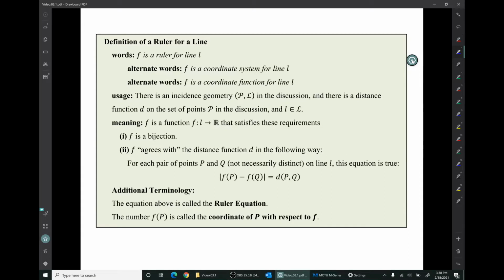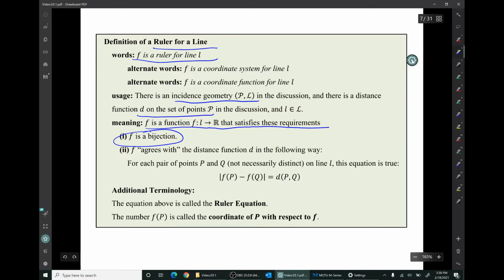We had the definition of a ruler for a line. This gets used in the situation where you have an incidence geometry and you have a distance function on the set of points. To say that f is a ruler for a line L means this. F is a function from L to the real numbers that satisfies these requirements. It has to be a bijection and has to agree with the distance function in this way. This equation is called the ruler equation.